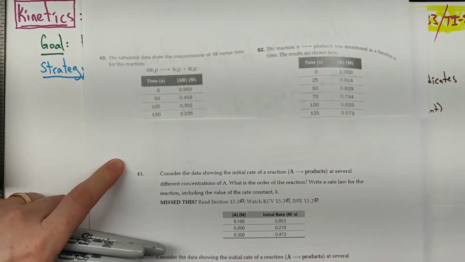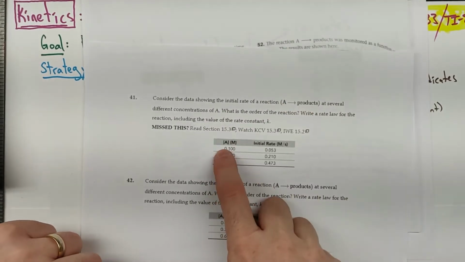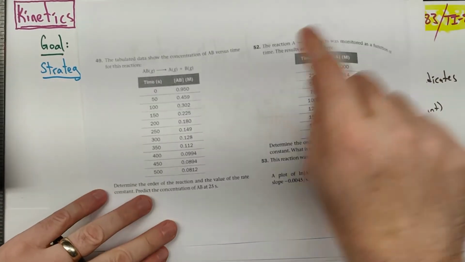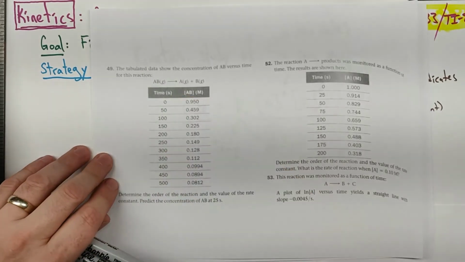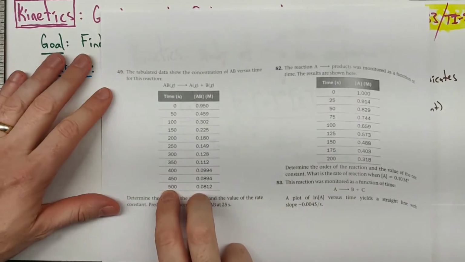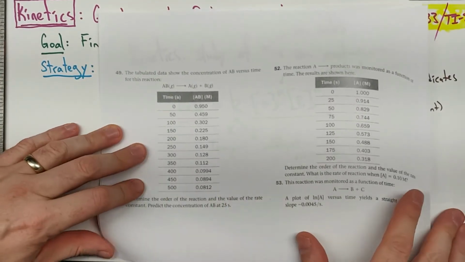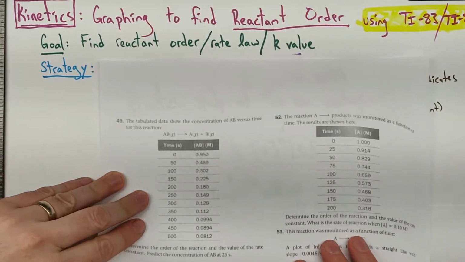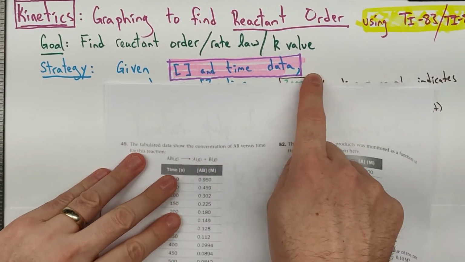There's a strategy we have for this, and there's a separate video we'll look at for when you have concentrations and rates. Right now I want to focus on time and concentrations and how that affects things. I think it's not too much of a stretch to say if you see two columns of data, graphs are going to come into play somehow, and we're going to find that reactant order by graphing, given concentration and time data.